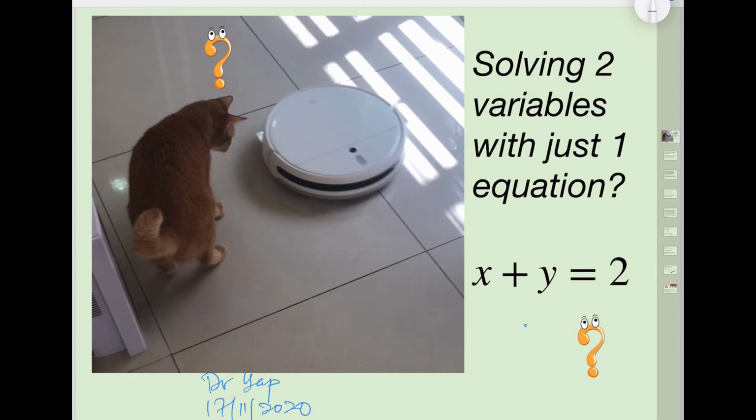This is my cat, Ginger Cat, one of my cats. Today he will be with us to look at a curious yet simple-looking question. How do we solve two variables with just one equation? For example, this one.